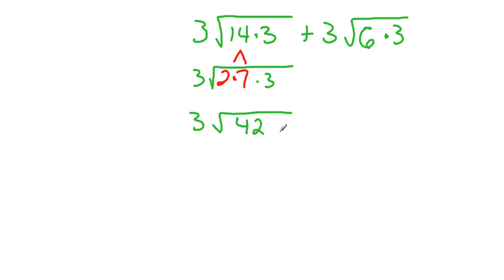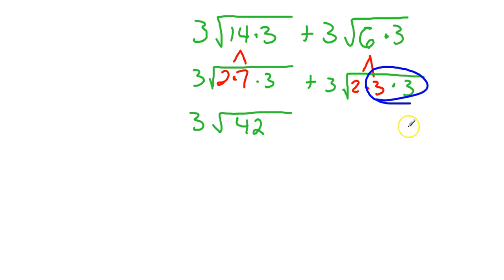And it seems like you could simplify 42, but when you break it down, there's no pairs of anything, so that one's kind of stuck. Now with 6, though, that's 2 times 3. So after you've broken that one down, you've got the extra 3 that was behind it, and the 3 was in front. So there's your pair of 3's that you can take out.